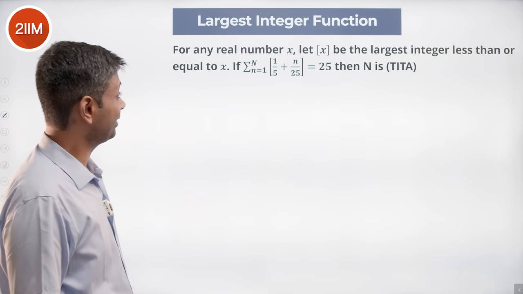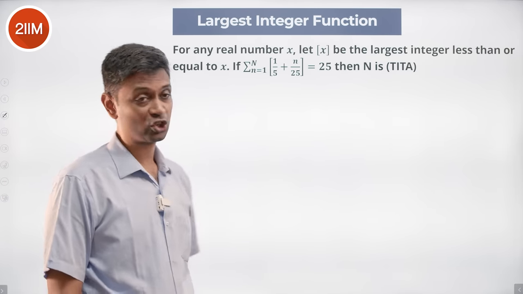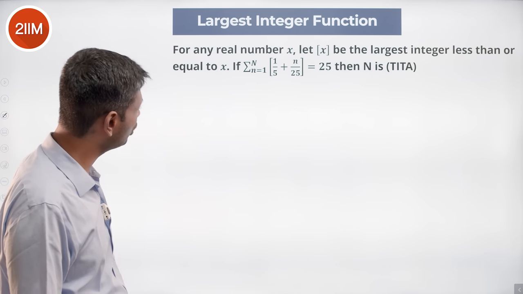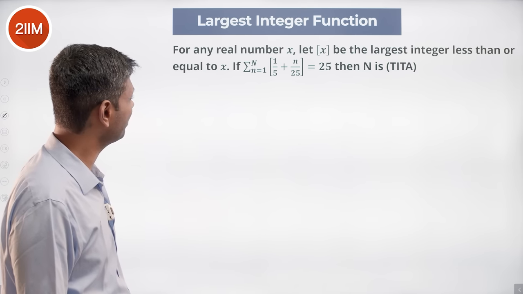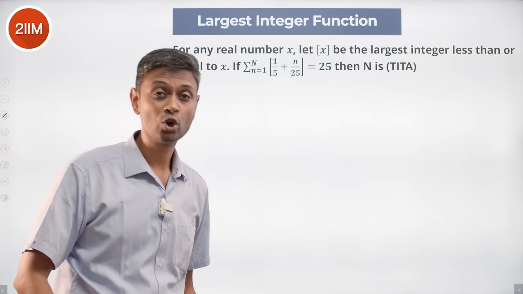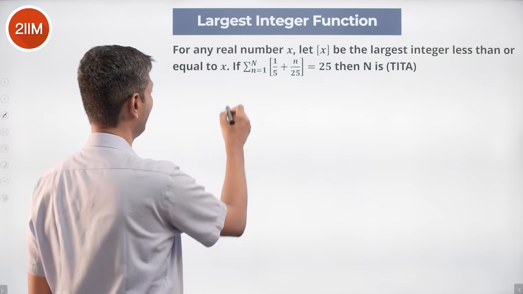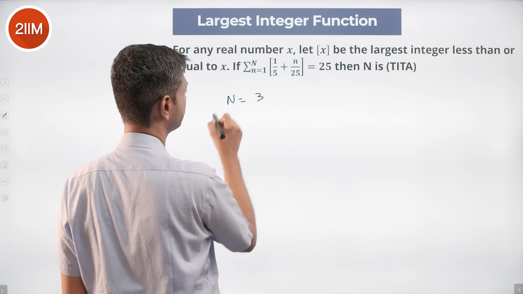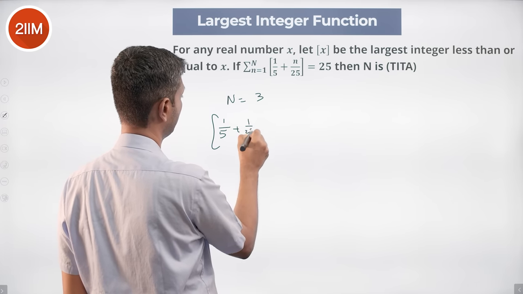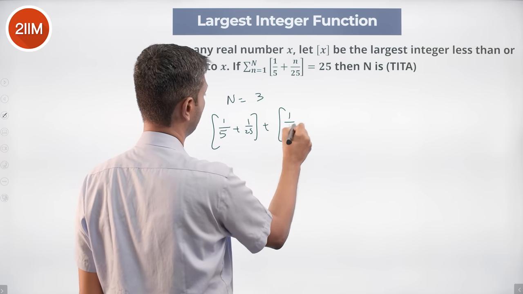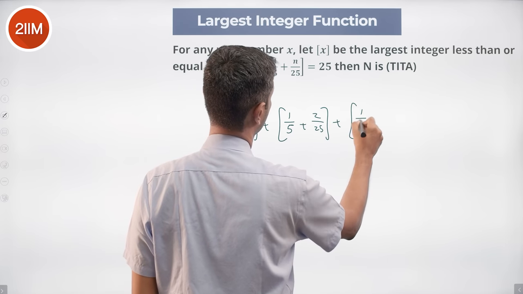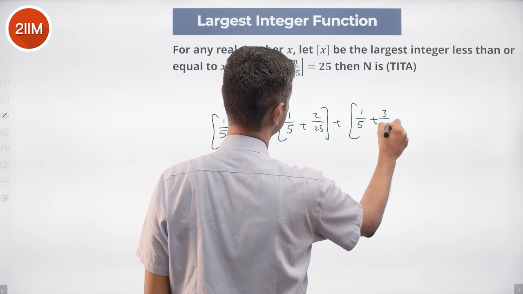For any real number x, let box of x be the largest integer less than or equal to x. If the sum from n equal to 1 to N of box of 1 by 5 plus n by 25 equals 25, then N is. I understand these kinds of questions, so I brute force them. What do I do? I put N equal to 3. So box of 1 by 5 plus 1 by 25, plus box of 1 by 5 plus 2 by 25, plus box of 1 by 5 plus 3 by 25.